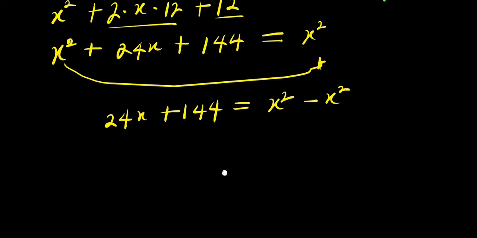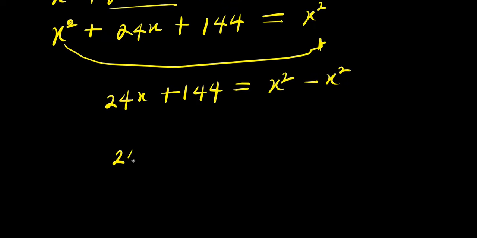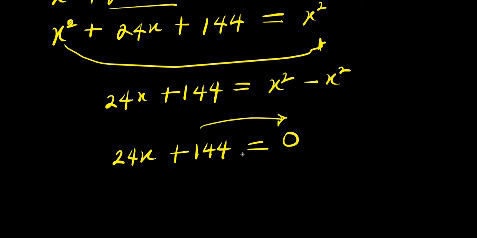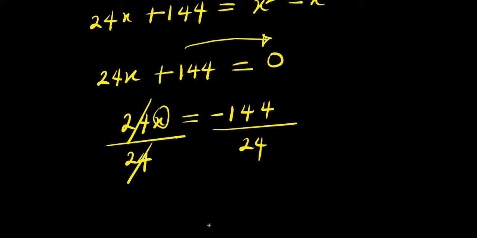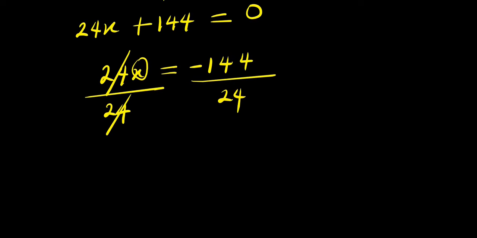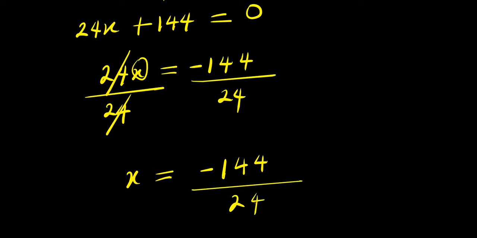So from here, I will simply have 24x plus 144 equals x squared minus x squared, that is 0. I can also move this over here. I have 24x equals negative 144. So we are solving for x. I can isolate x by dividing this by 24. I divide this by 24. 24 eliminates 24. So I'm going to have x equals negative 144 divided by 24.